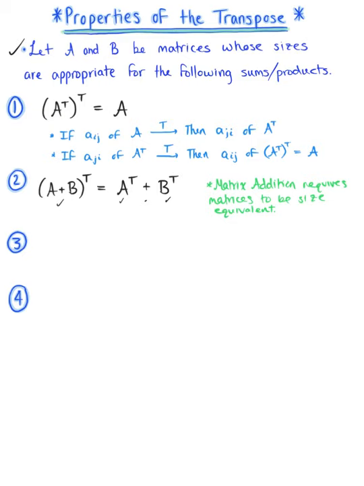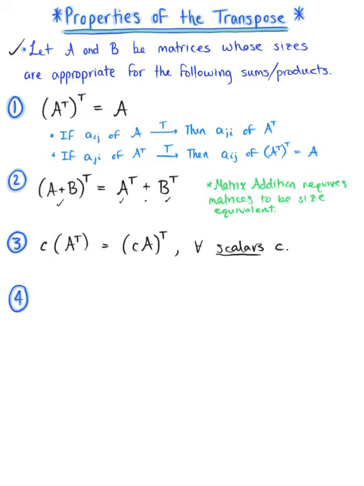The third property says that if we have a scalar multiple C times the transpose of matrix A, that's the same thing as taking the scalar multiple C times matrix A and then taking the transpose. And this is true for all scalars C. And again, this one's pretty intuitive simply because C is a scalar. It's a constant. It's not a matrix. So the order in which you multiply by the scalar doesn't matter. We'll get the same answer either way.